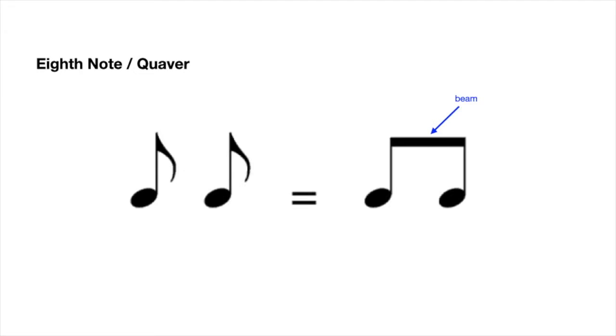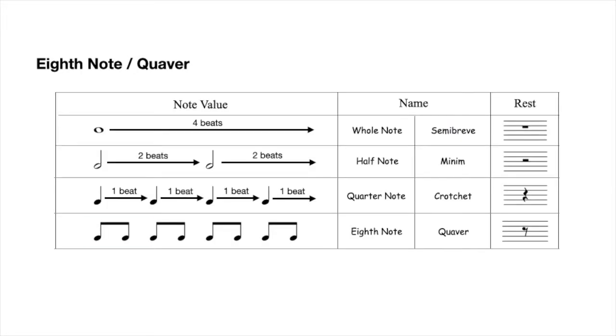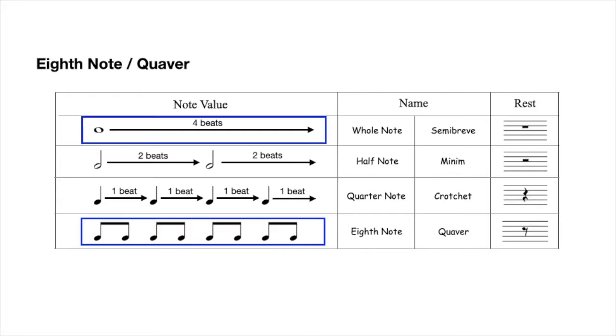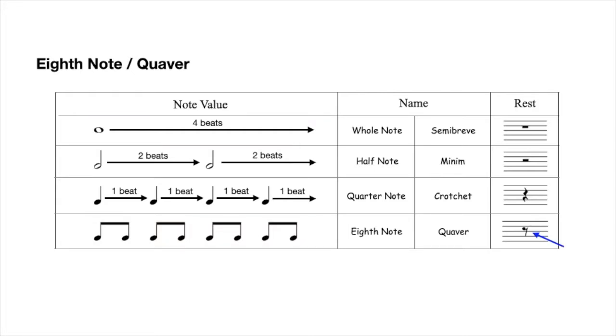Now, we can beam 2 quavers together to show that 2 quavers represent 1 beat. You can see that 2 quavers or eighth notes make 1 crotchet or 1 beat. 4 of them make 1 minim or half note, and 8 of these quavers or eighth notes make 1 semibreve or whole note. Here is the quaver or eighth note rest. It looks like the number 7 wearing a cap, sitting on the 4th line. Similarly, the quaver rest has the value of half a beat.